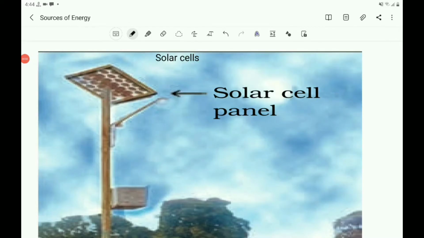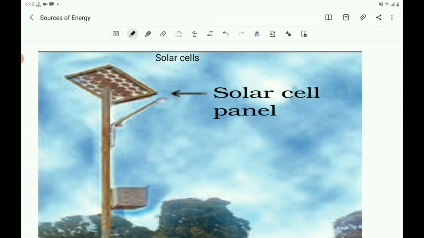Children, let us continue the chapter Sources of Energy. Now let us discuss the solar cells. You learnt about solar energy devices like the solar cooker and solar water heater. These two are solar devices which convert solar energy into heat energy. The solar cooker is used to cook food by using solar energy, and the solar water heater heats the water by using solar energy.